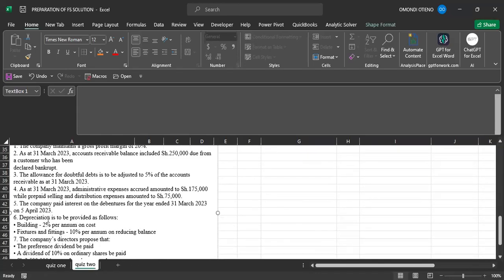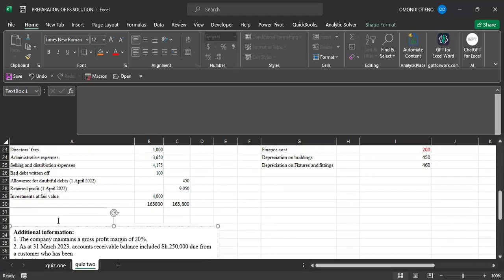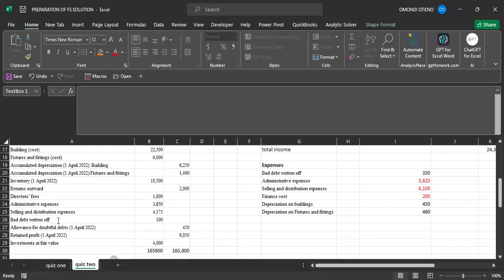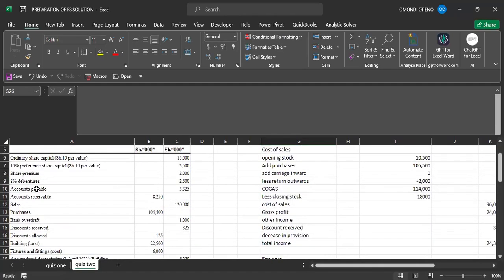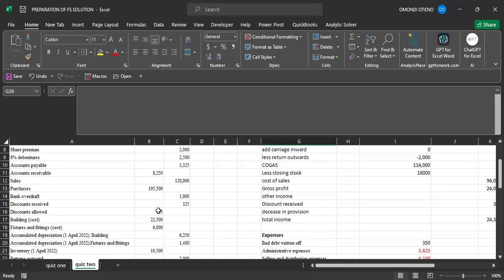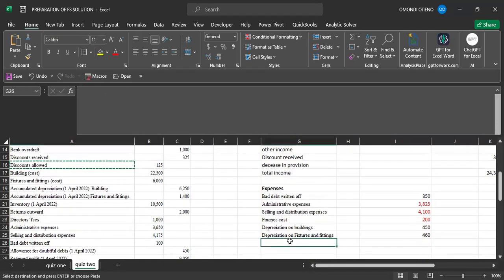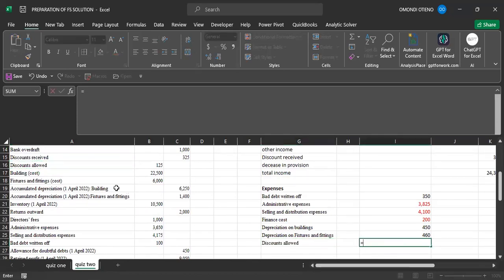Now, after looking at the additional information, let's now get back to the trial balance and look at all these items one by one, if we have any expense which was not interfered with. So let's look at it from the topmost part. These ones are capital, liabilities, assets. This one income statement item has been used. Purchases has been used. Bank overdraft, that is a balance sheet item. Discount received, that's an income that has been taken care of. Discount allowed is an expense, right? So we have discount allowed. So we now come and bring them here since they have not been affected.